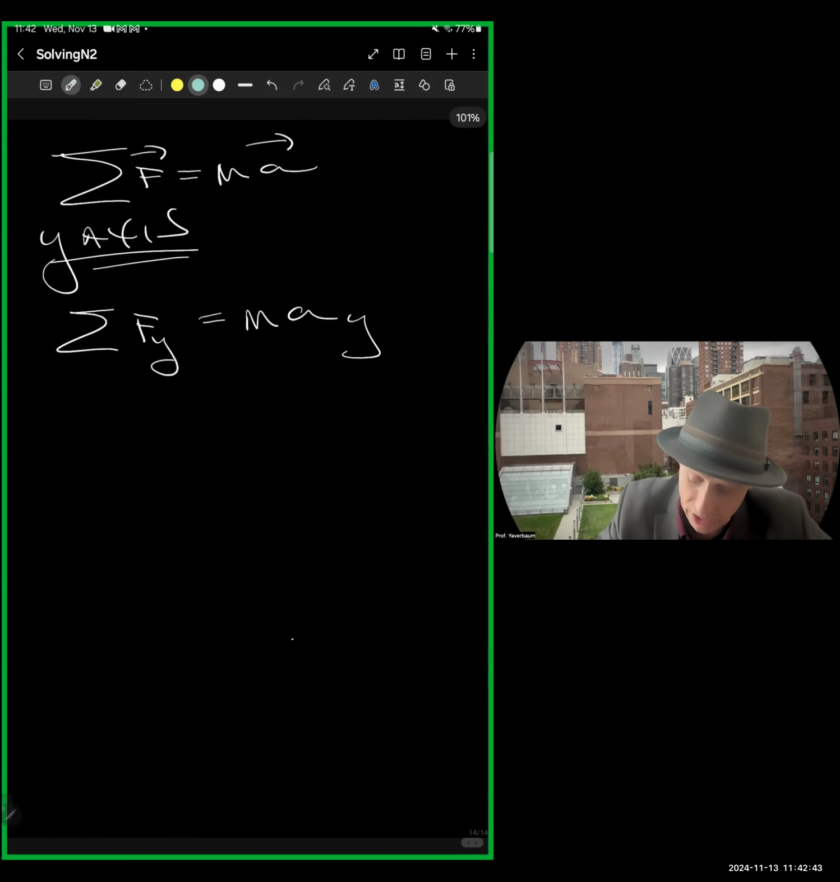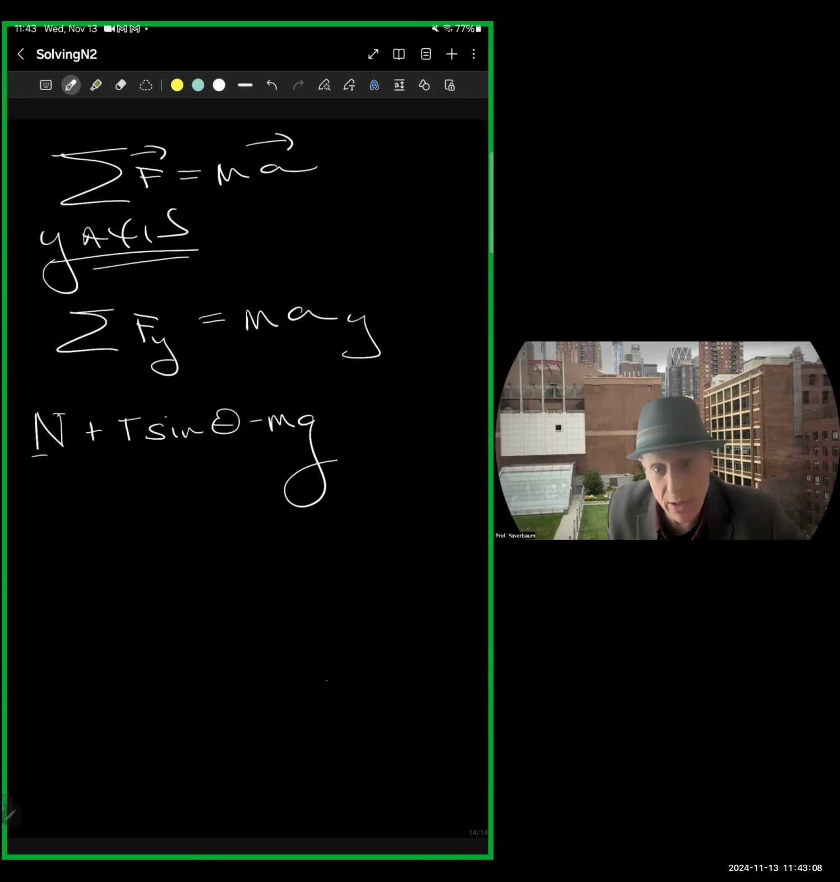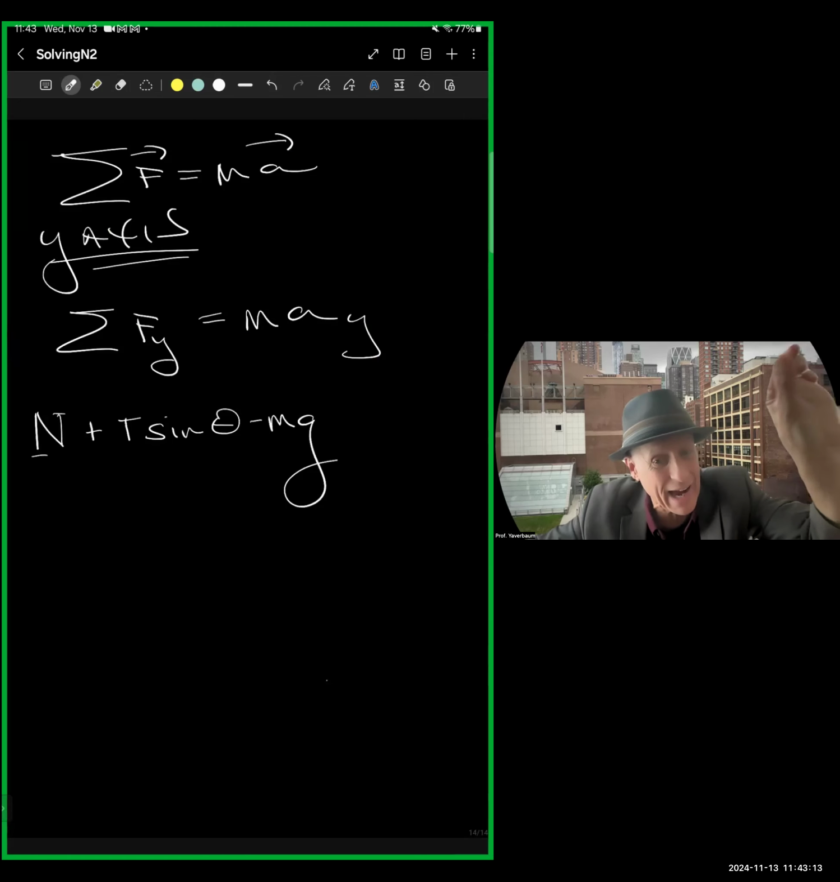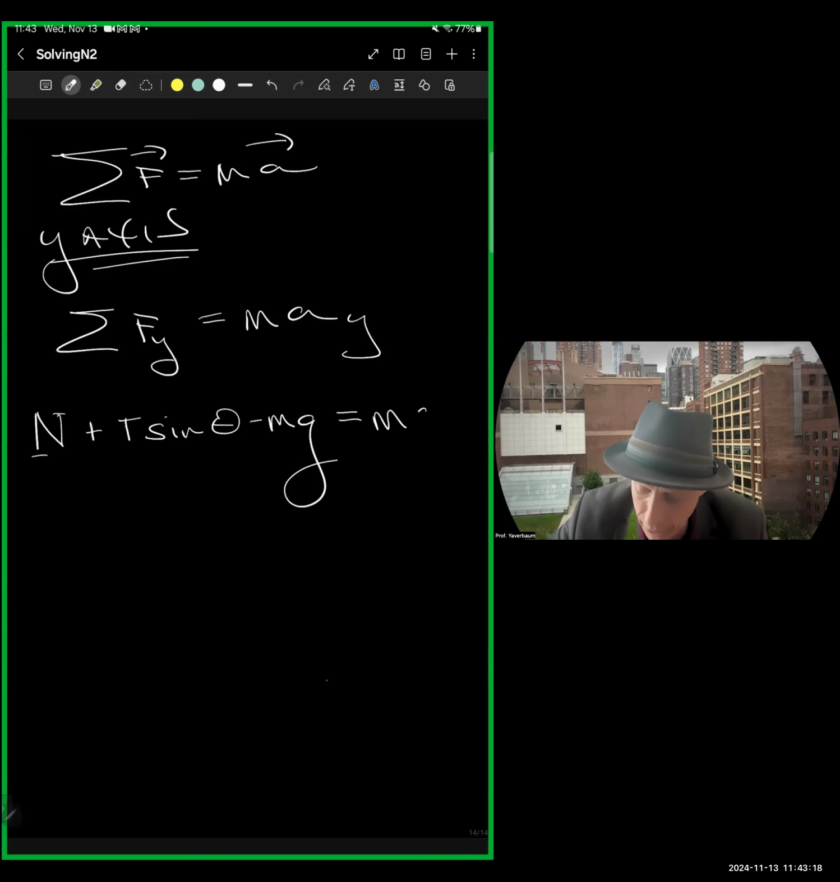Then along the y-axis, I have normal going up. I also have T sine theta going up. And then I have mg going down, right? This is the y-axis. Notice all I'm doing is just taking the arrows from the diagram and putting them right here on the left side of Newton's second law.